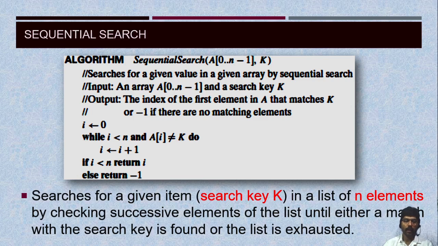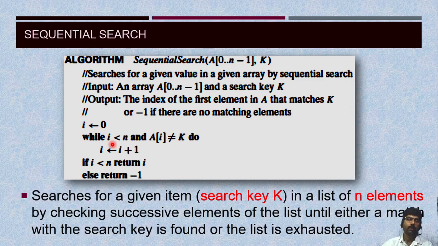Now check the algorithm here. It is a sequential search algorithm which will accept a list of n elements and a key, the searching key. What will it do? It starts searching from the first element, indicated by the index value I, a temporary variable for searching from the first element.